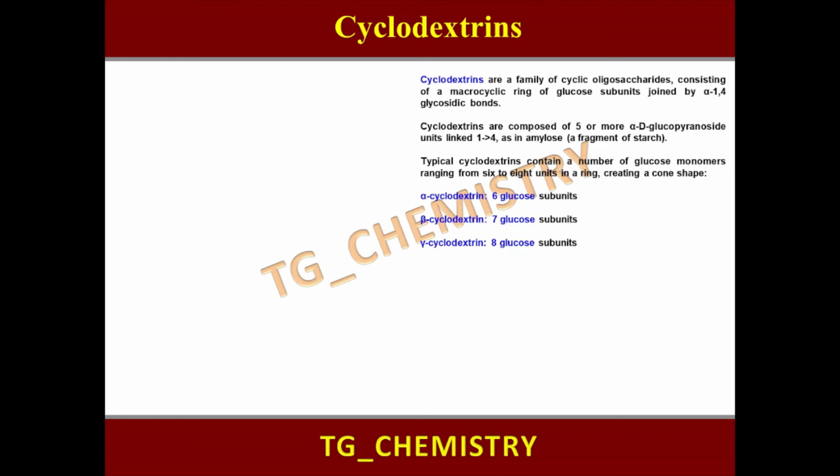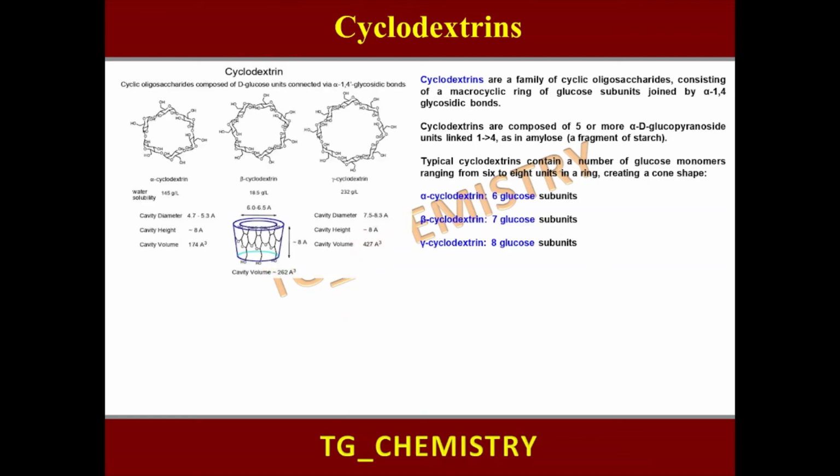The typical cyclodextrins contain a number of glucose monomers ranging from 6 to 8 units in a ring, creating a cone shape. For alpha cyclodextrin, there are 6 glucose subunits, for beta cyclodextrin there are 7, and for gamma there are 8 subunits. Okay, so we will see the structures now. These are the structures of cyclic oligosaccharides composed of D-glucose units and connected via alpha 1,4 glycosidic bonds, as I have said.